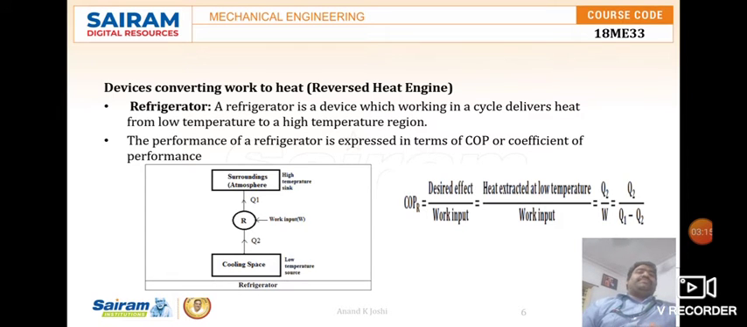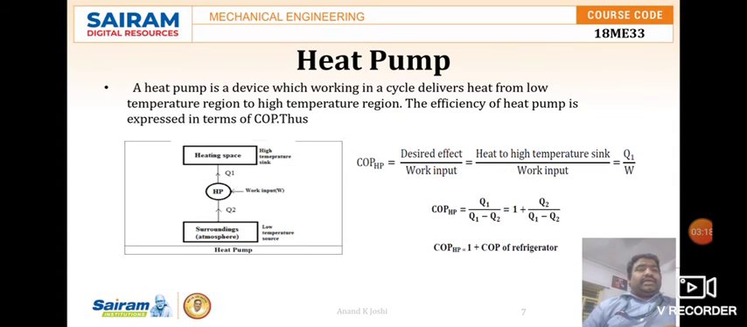Next, the heat pump. A heat pump is a device which, working in a cycle, delivers heat from a low temperature region to a high temperature region. The efficiency of the heat pump is also expressed in terms of COP. You may know where we use such a device: where there is cold weather. European countries use heat pumps because we have to continuously extract heat from the outside temperature to the inside. So if you are continuously pumping the heat, the heating space will get warm or heated.